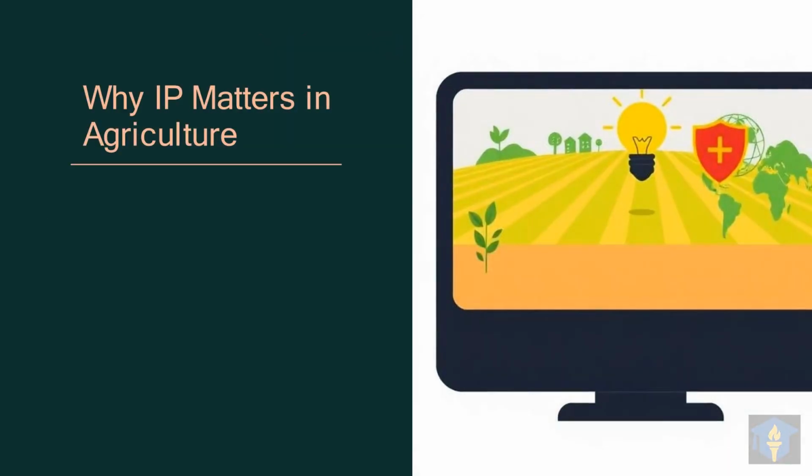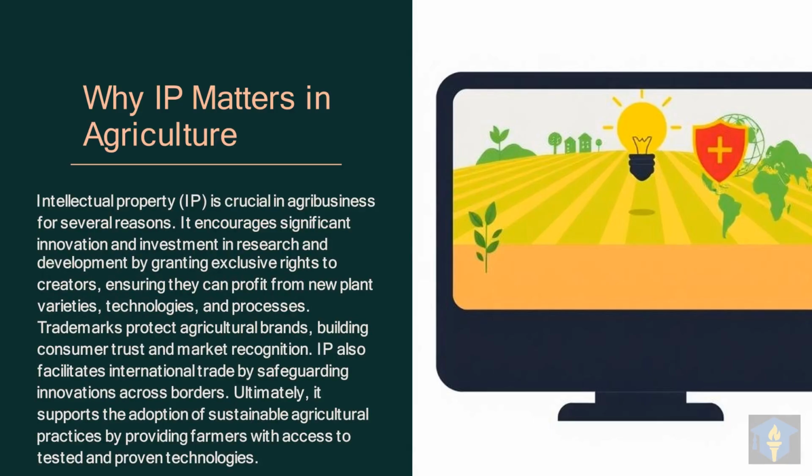Now, let's understand why intellectual property matters in agriculture. Intellectual property is crucial in agribusiness for several important reasons. It encourages innovation and investment in research by granting exclusive rights to creators, ensuring they can profit from new plant varieties and technologies. Trademarks protect agricultural brands, building consumer trust and market recognition.